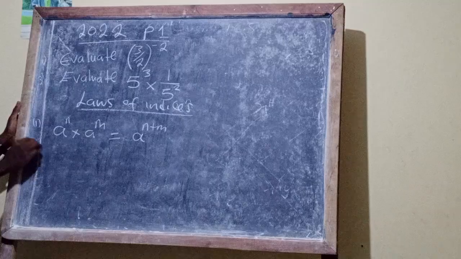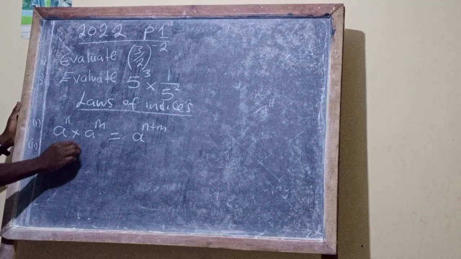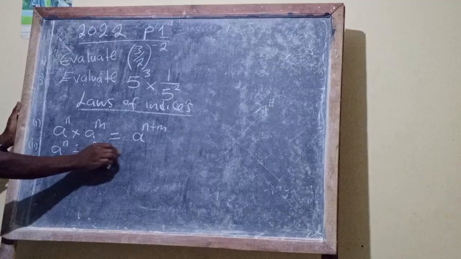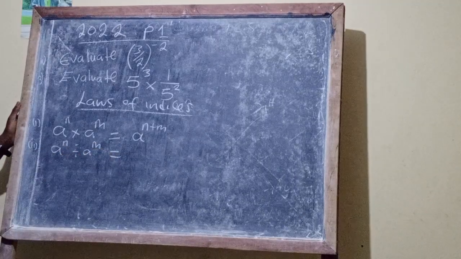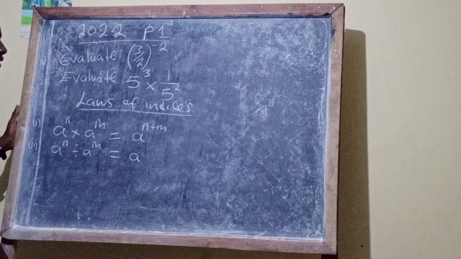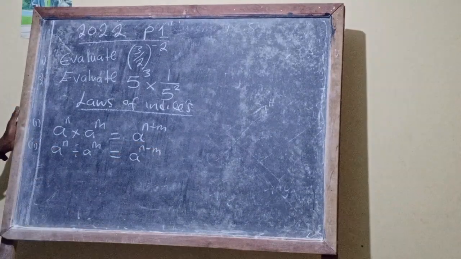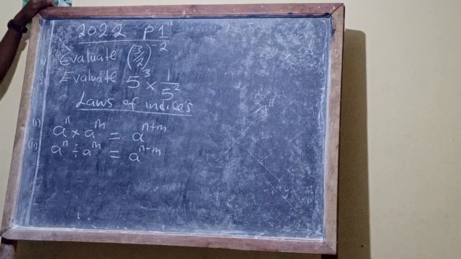Then the second one is when you have a to the power n divided by a to the power m. Where division is concerned, you maintain the base a, then you do what? You subtract the powers, which is n minus m.